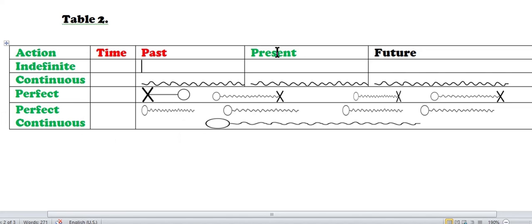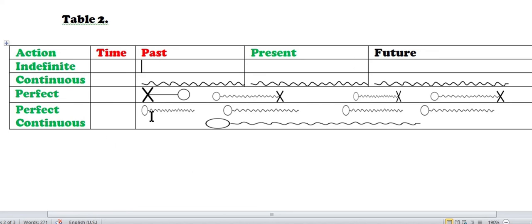Next we have present perfect. Here the action started in the past and finishes in the present. Next we have future perfect. This future perfect has two possibilities. The action starts in the present and will finish in the future, and the other possibility, the action starts in the future and will finish in the future. Look here at the diagram.